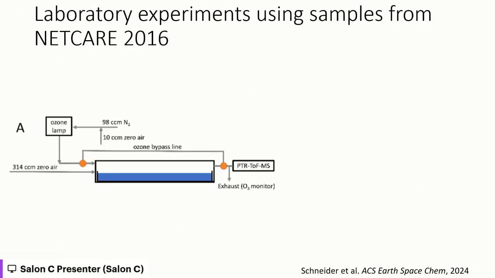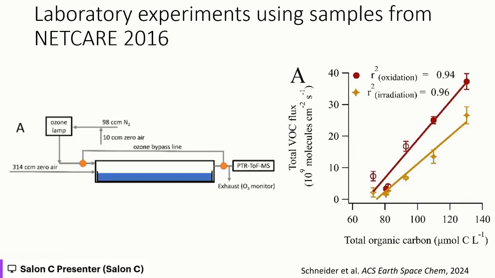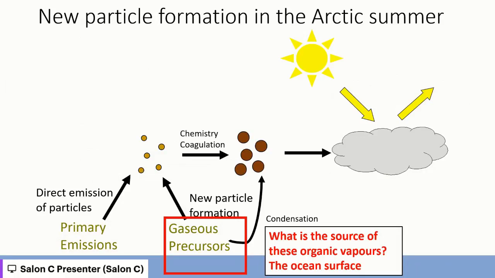And then she did another set of experiments where she shone light on it. So no ozone, just shining light. And what she saw was the amount of VOCs, the amount of gas phase organic compounds coming off the water, did increase with both irradiation experiments and in the ozone experiments. And it increased linearly with the total organic carbon in the water. So now we have proof that there is a mechanism that would release organic compounds from the water surface to the atmosphere. And whether that's actually happening in our case, we don't know, but at least there's one way that we could explain this.